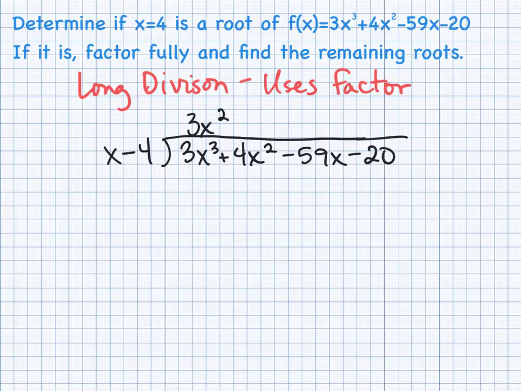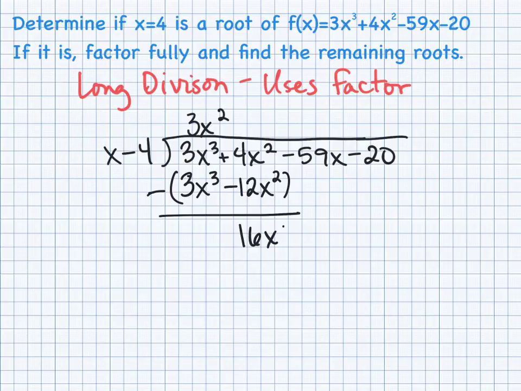Multiply 3x squared by x, and we'll put that there, and then 3x squared times negative 4, and we'll put that there. So 3x to the third minus 12x squared, and we're going to subtract. Because we're subtracting everything in that parentheses, the 3x to the third is 0. 4x squared minus a negative 12 is the same as adding, so we've got 16x squared. And then we drop down that minus 59.